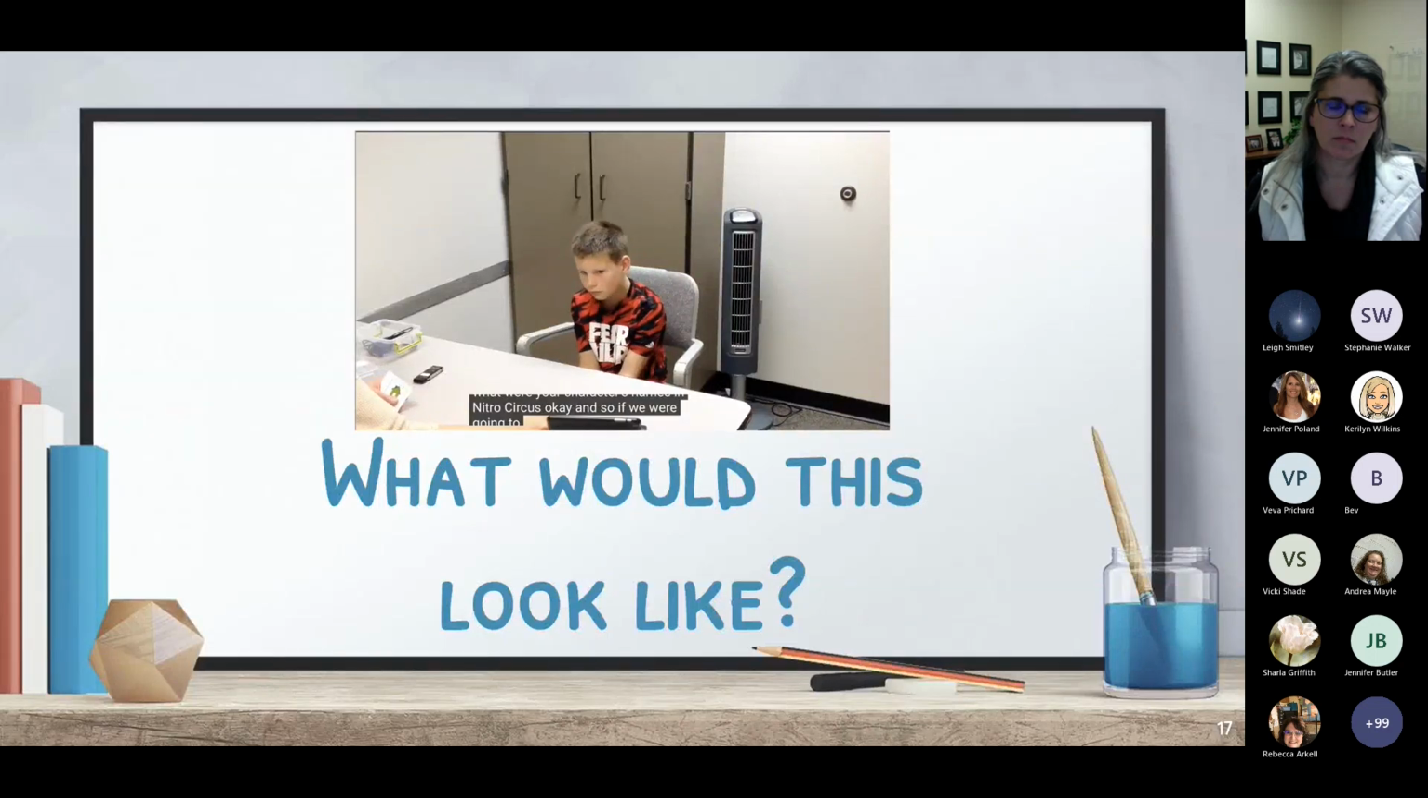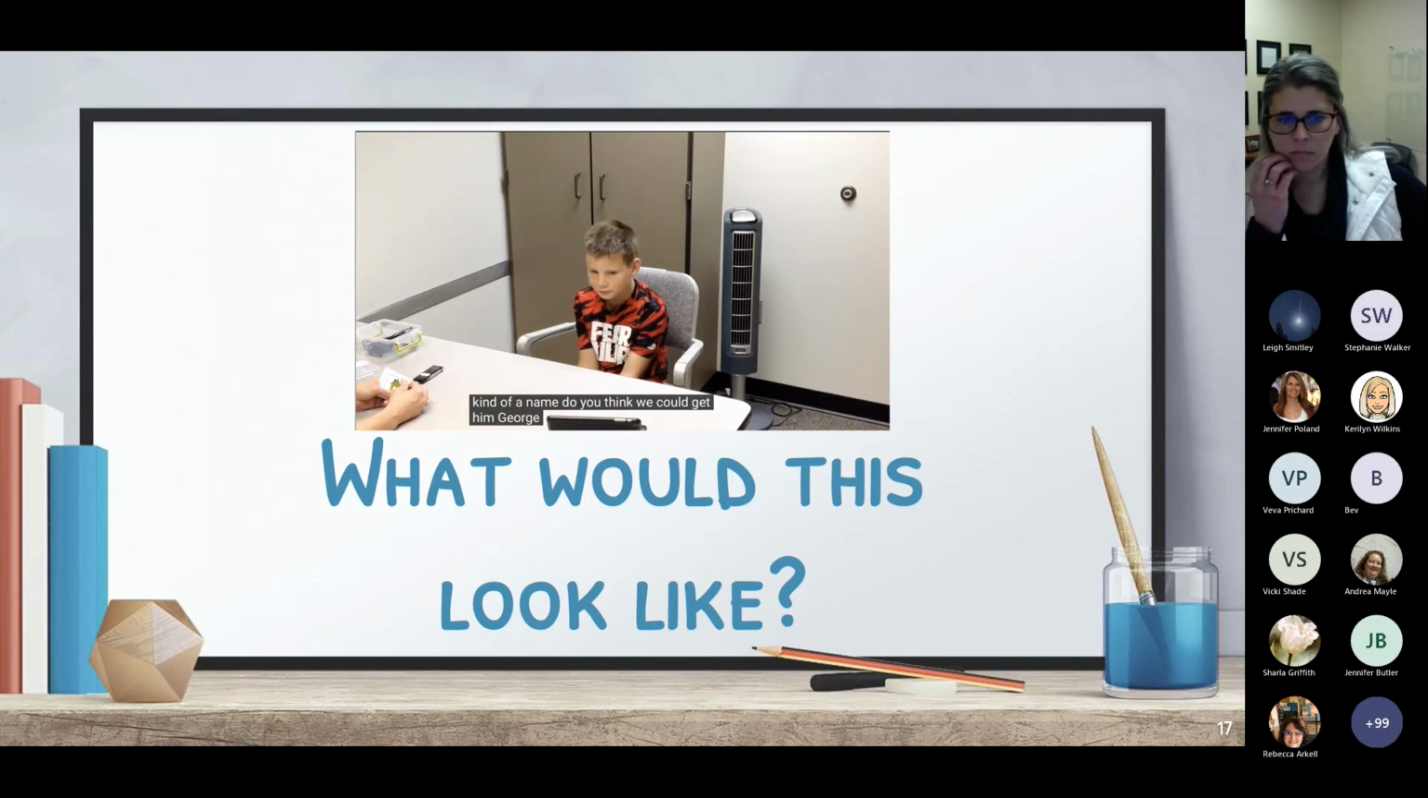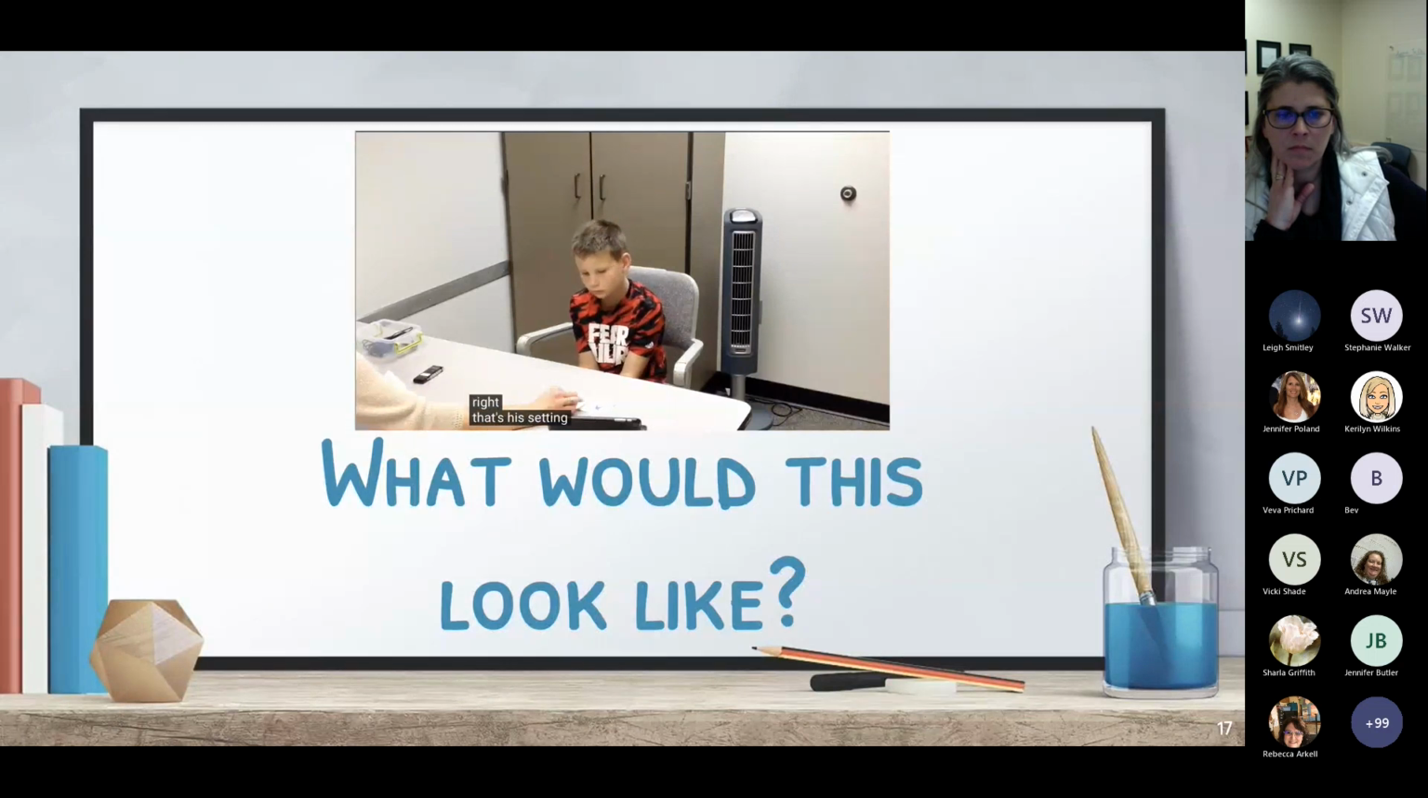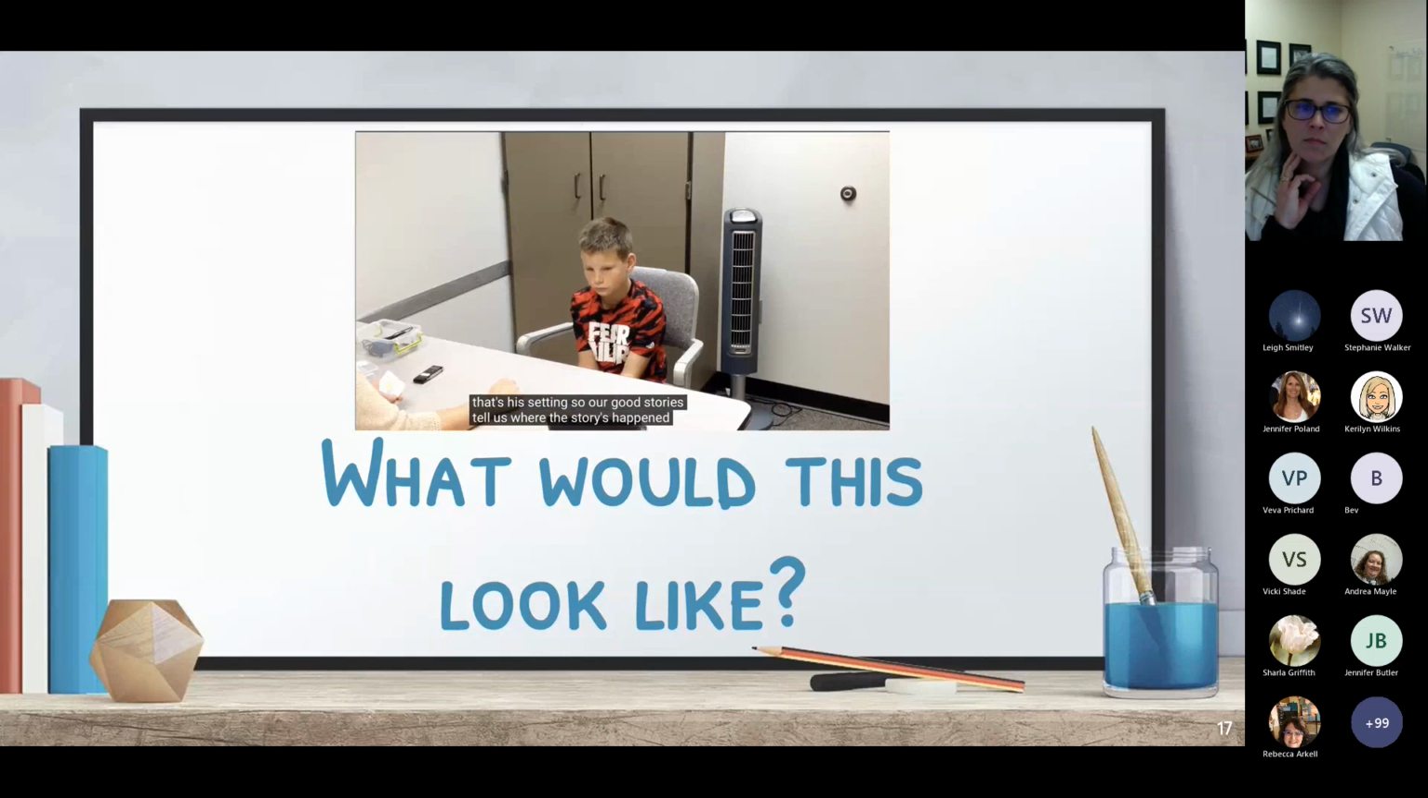Okay, and so if we were going to tell your story again about the little boy rolling his snowball, what kind of a name do you think we could give him? George. George. Okay, so that would make our story a little more interesting, right? So we'll name him George, and he's playing out in the snow, and that's where he is, right? Mhm. That's his setting. So our good stories tell us where the stories happen. So George was playing in the snow at a park.